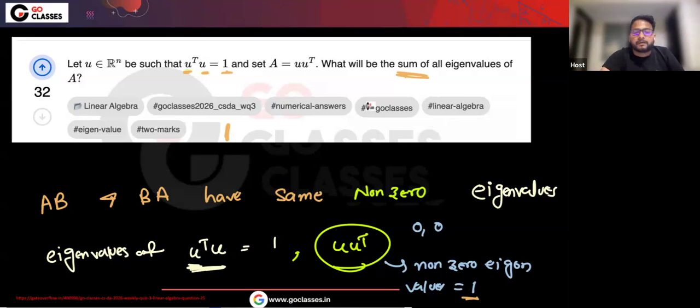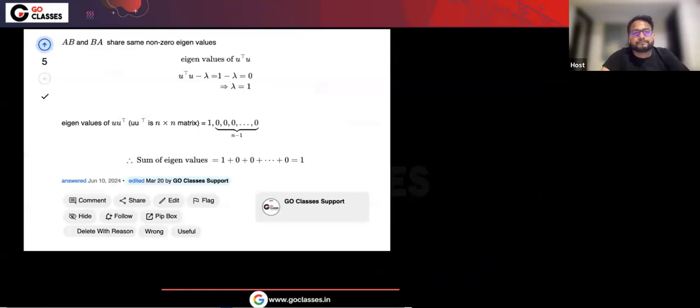Okay, great. Now let's move to the next question. So one will be the non-zero eigenvalue. Other eigenvalues could be there, but those will be zeros. So the summation will be 1 only.